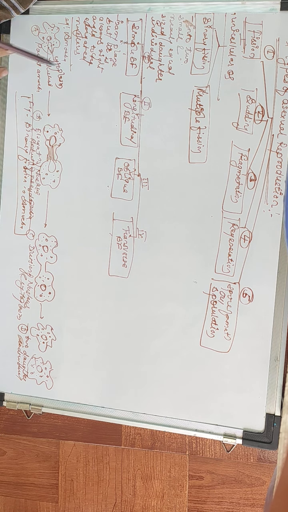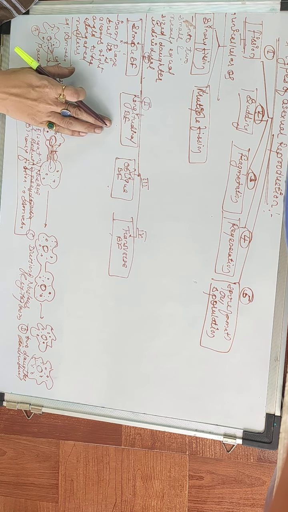Okay, this is the parent's body. Here the division occurs in any plane, but it is always at a right angle to the elongated nucleus. Okay, you can see. That's why this type of division occurs in amoeba, and this type of division is known as simple binary fission. Then we will see the next, which is called longitudinal binary fission.